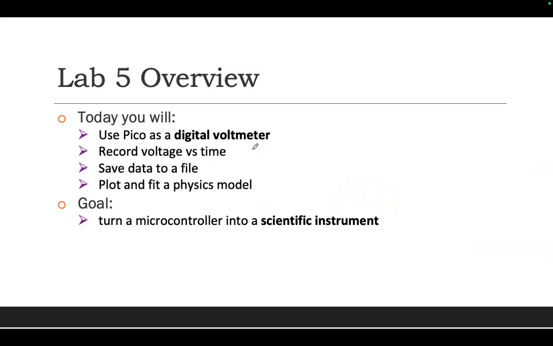In the lab file, you will use the Pico as a digital voltmeter. Like we just talked about, the ADC is just like a multimeter. You try to measure the voltage and record the voltage over time, save data to a file, plot and fit a physics model. Our goal is to turn a microcontroller into a scientific instrument. Okay, this is lab 5.